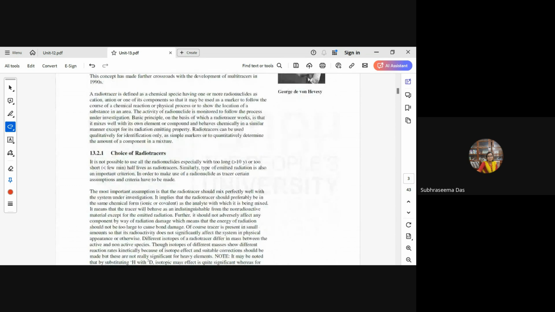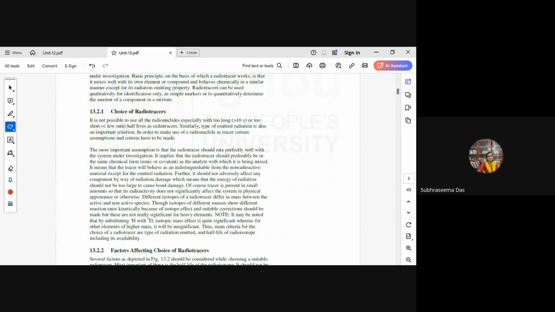Now coming to the choice of particular radio tracers. It is not possible to use all radionuclides as radio tracers. Depending on the type of the reaction and the use of radionuclides, certain assumptions have been made on the choice of radio tracers for a particular reaction. The most important assumption is that the radio tracer should mix perfectly with the system under investigation. It means that the radio tracer should preferably be in the same chemical form as the analyte with which it is being mixed.